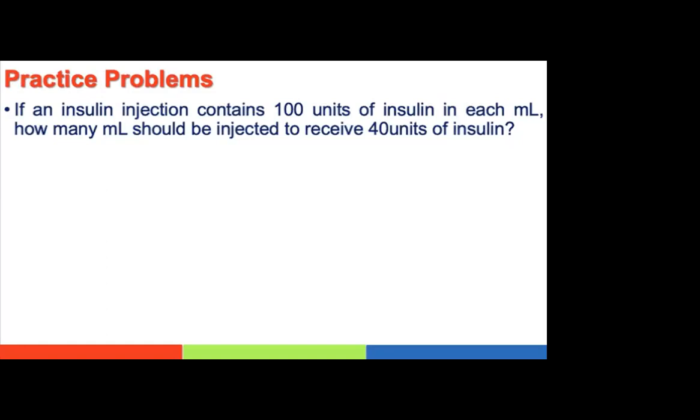If an insulin injection contains 100 units of insulin in each ml, how many ml should be injected to receive 40 units of insulin? How many? Use the ratio and proportion method.